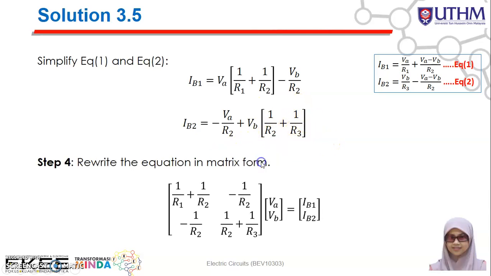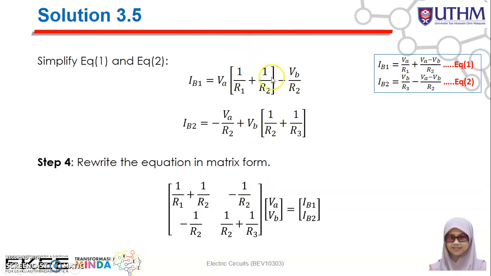And then finally, we can go to step number 4 where we need to rewrite the equation in matrix form from the above equation. So we can consider, according to the matrix, here is A11, A12, A21 and A22.